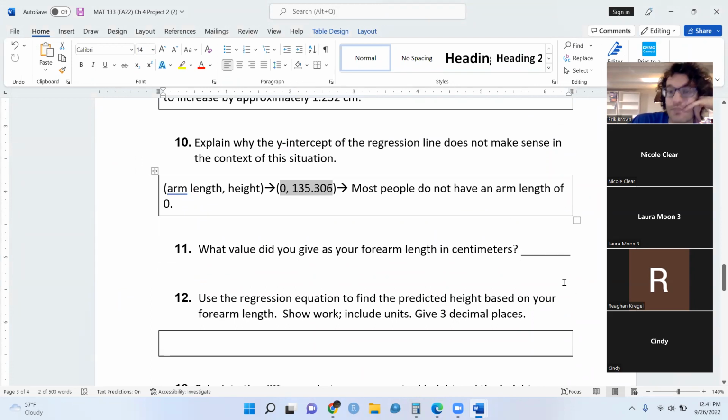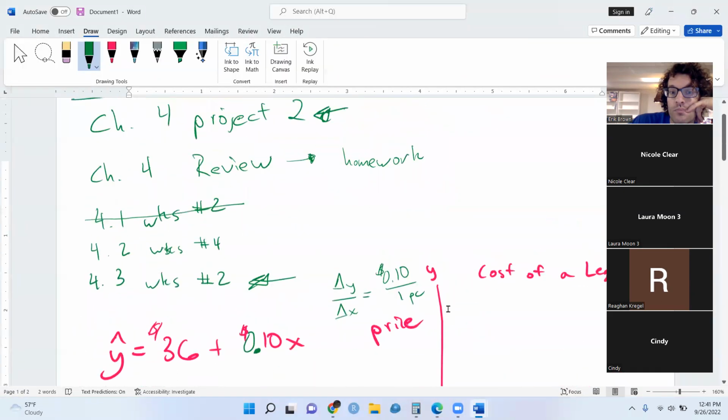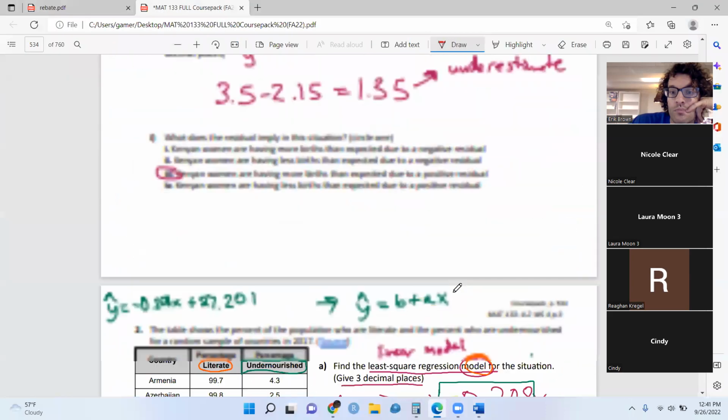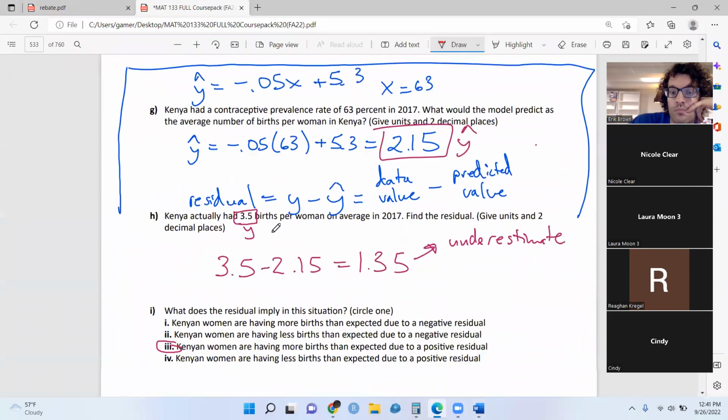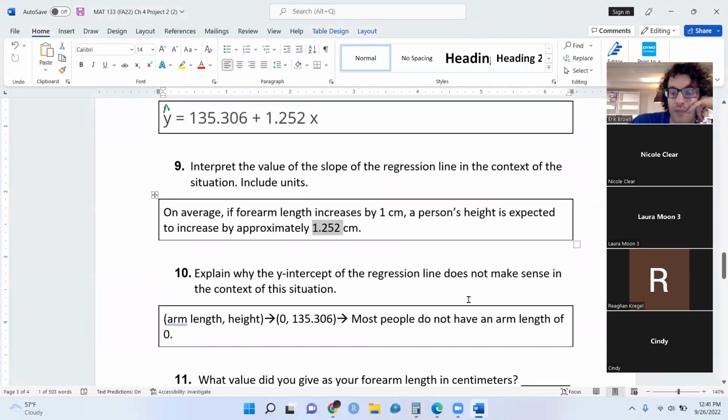Quick question. Earlier, you changed something around, and you said it wasn't that, and then we changed back to the worksheet. What was it that you changed? I think it was in number 9. Oh, yes. In number 9, the number here was the Y-intercept. I missed it. We had 135.306 in our interpretation of the slope for number 9, but it should have been 1.252 because that is the slope. Okay, thank you. You're welcome.